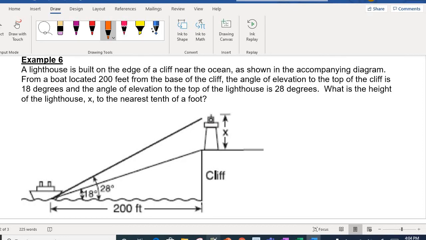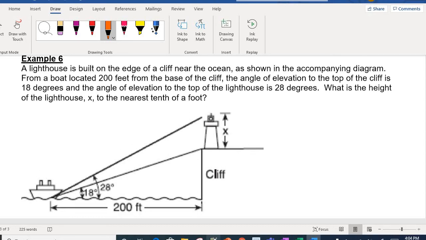A lighthouse is built on a cliff near the edge of the ocean, as shown in the diagram. From a boat 200 feet from the base of the cliff, the angle of elevation to the top of the cliff is 18 degrees, and the angle of elevation to the top of the lighthouse is 28 degrees. What is the height of the lighthouse to the nearest tenth of a foot?